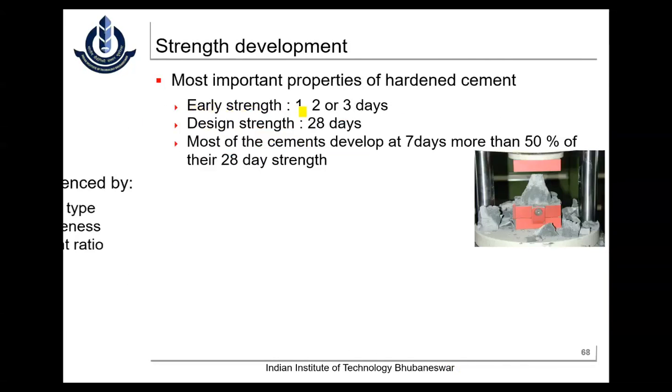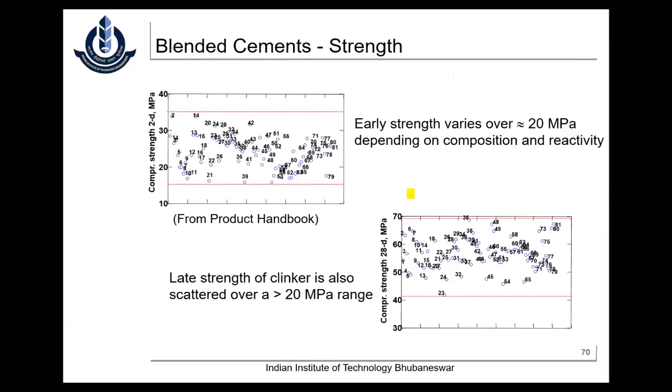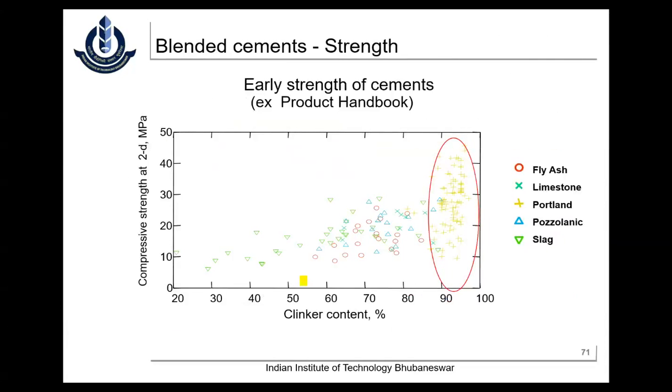And coming to the strength development, if you look at the individual cement, there are various standards. People talk about the mortar strength and all this. And coming to the strength, it depends actually. Suppose you have the early strength which varies from 20 megapascal depending on the composition and the reactivity. Okay, and so the late strength of the clinker. All these things you can work out actually. You can model the product and work out on all the products.